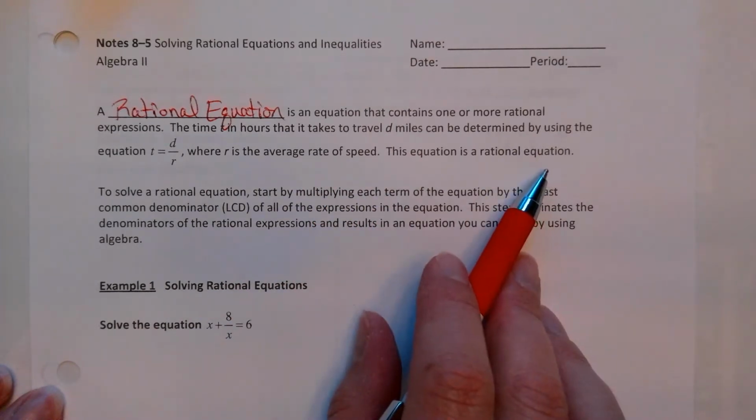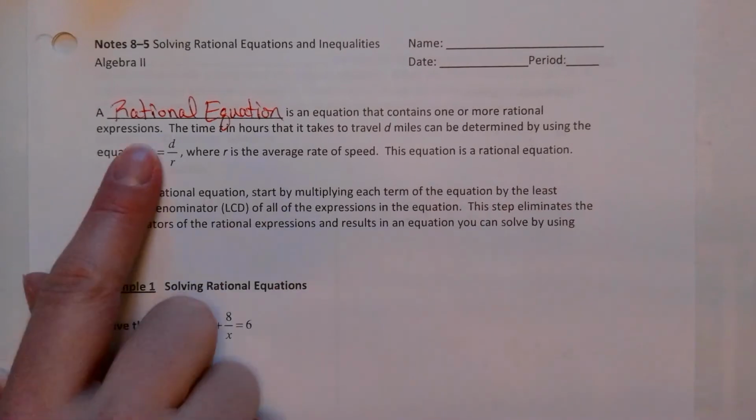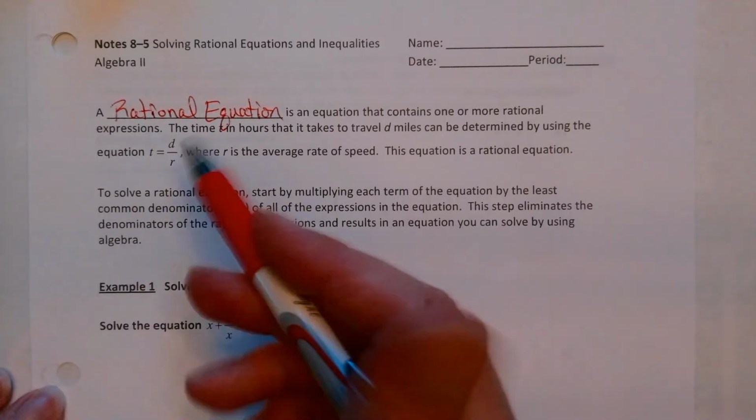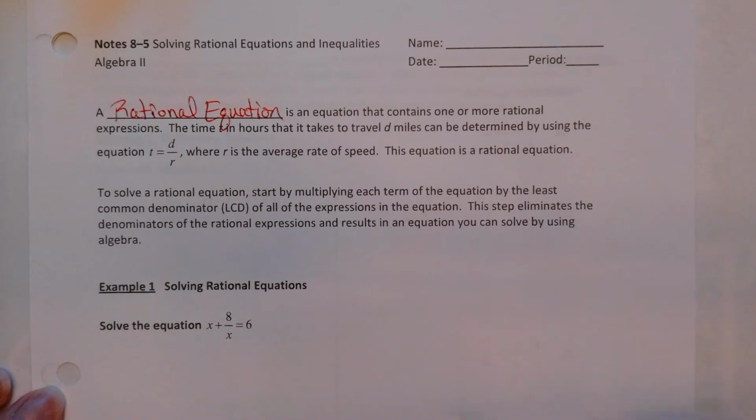So we've been working with rational expressions, which is just a fraction. Two polynomials being divided is what we are working with: adding, subtracting, multiplying, dividing. And so we just had expressions. Now we're introducing it with an equal sign. So it is a rational equation.